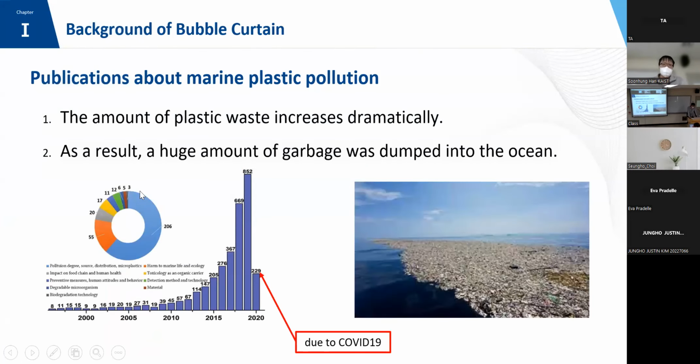Due to the publication about marine plastic pollution, due to population growth, the amount of waste, especially plastic waste, is increasing year by year. As a result, a huge amount of garbage was dumped into the ocean, as you can see from the picture on the right side.